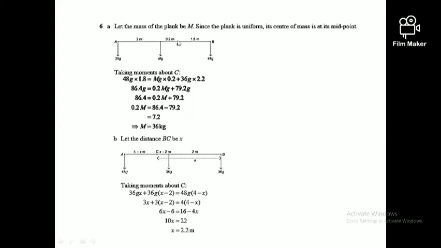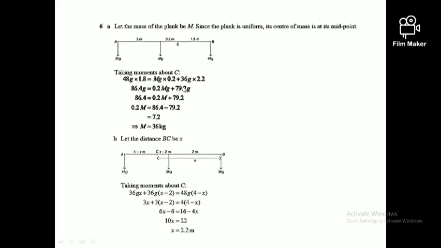If you consider the moment around C, what is the distance from here to here? It's 1.8 into 48g, that is a clockwise moment, equals the anti-clockwise moment. Anti-clockwise moments are due to these two forces: 0.2 into mg plus 2.2 into 36g, right? If you simplify, 48g into 1.8 is 86.4g. Then 0.2 into mg, 0.2 mg. 36g into 2.2 is 79.2g.